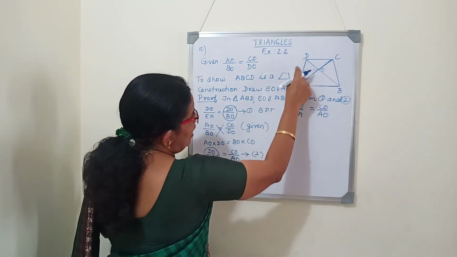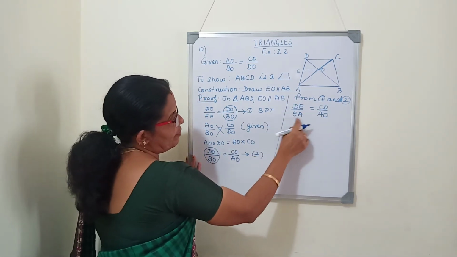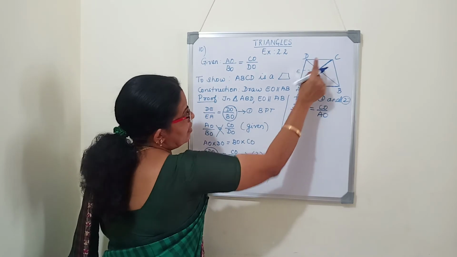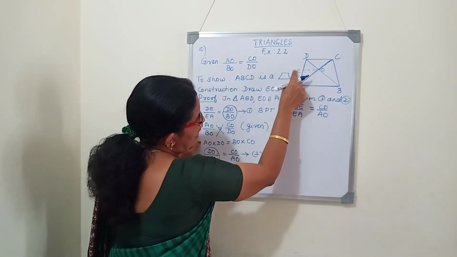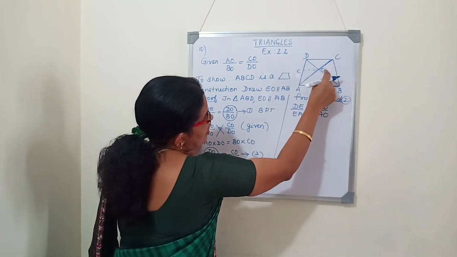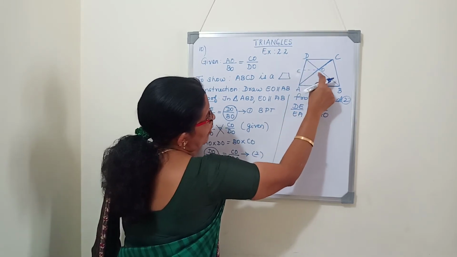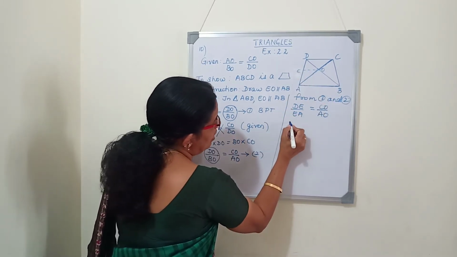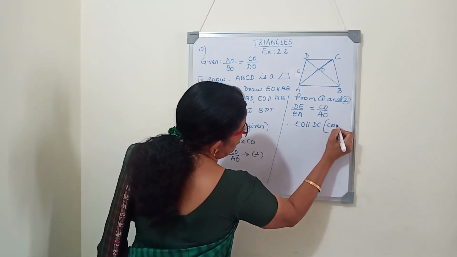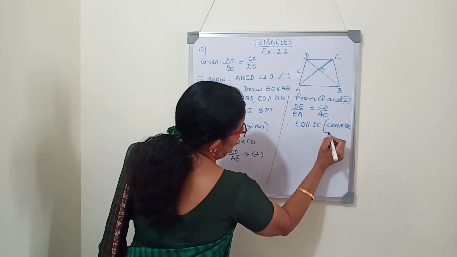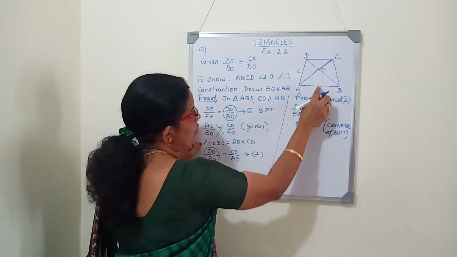So, if DE by EA is equal to CO by AO, what can we say? If the ratios are equal, then the lines are parallel. Which lines are parallel? In triangle ADC, DE by EA is equal to CO by AO, or AE by DE is equal to AO by CO. So we can say that EO is parallel to DC by converse of BPT. Converse of BPT. So we proved that EO is parallel to DC.